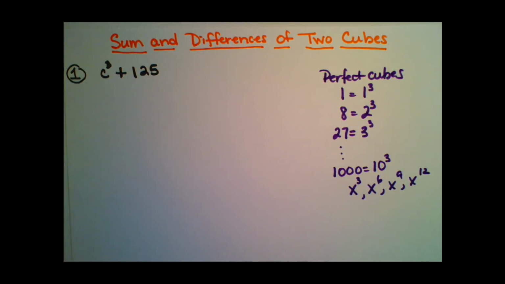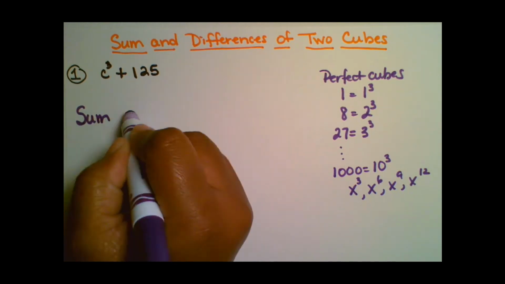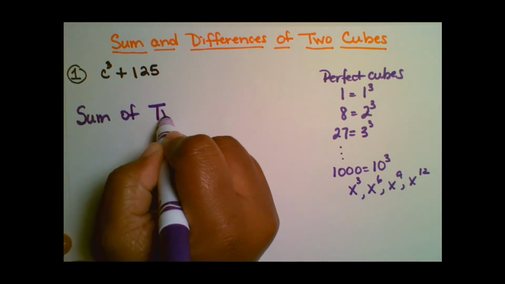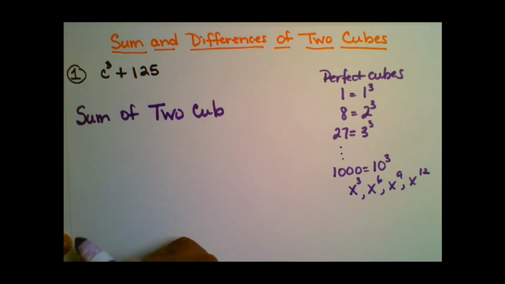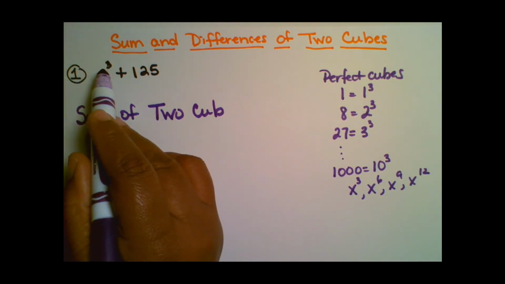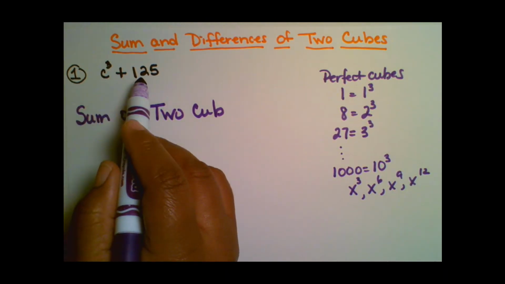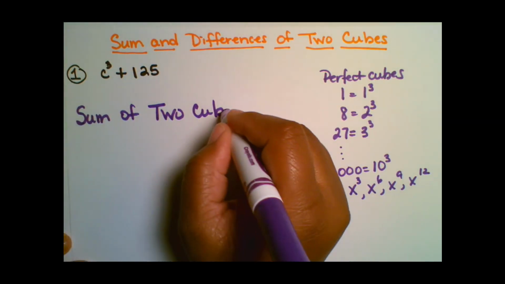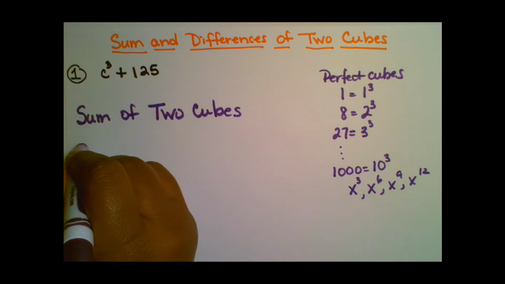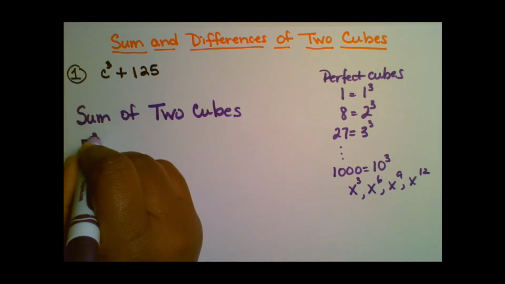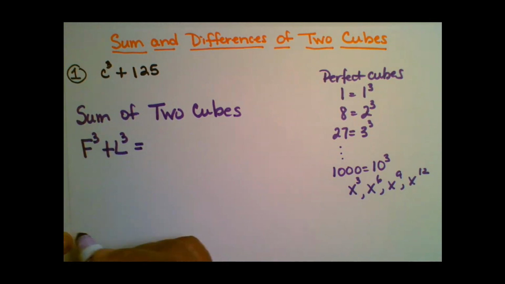So as far as the pattern, the sum of two cubes, this is what we're going to focus on for a second. And we see the question that we're going to work with. I know it's kind of hard to see, but we have c to the third power plus 125. So here's the pattern. Your question will start off where the first term and the last term are both perfect cubes.